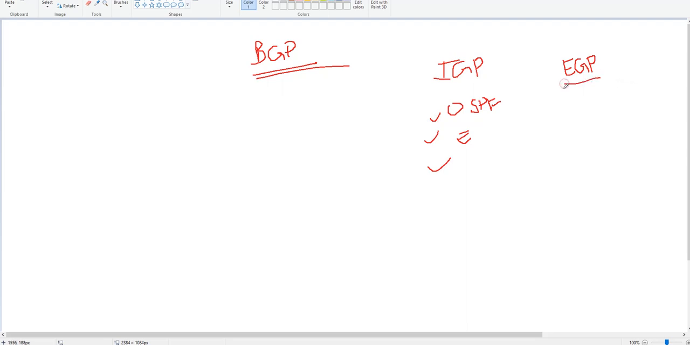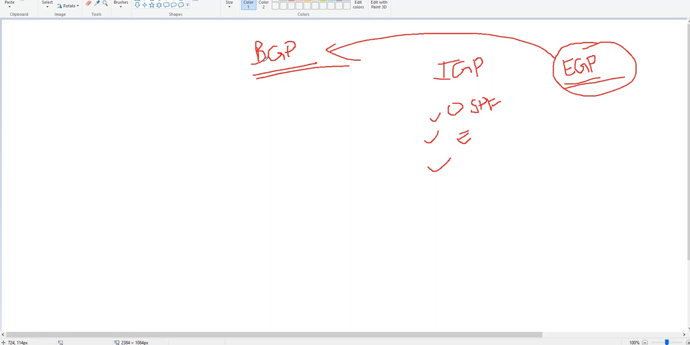So what is this EGP? EGP is Exterior Gateway Protocol. There was a protocol in our history, but it is currently not in use because it has been replaced by the protocol called BGP. BGP is the routing protocol which runs over the internet. It is the main protocol which runs on the internet between the ISP, Internet Service Provider, networks.